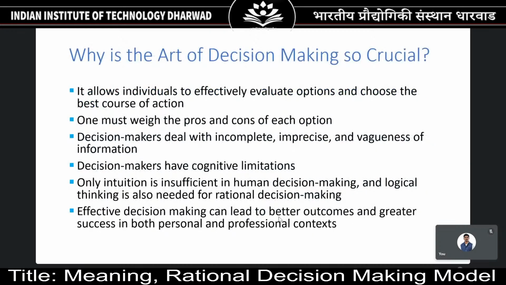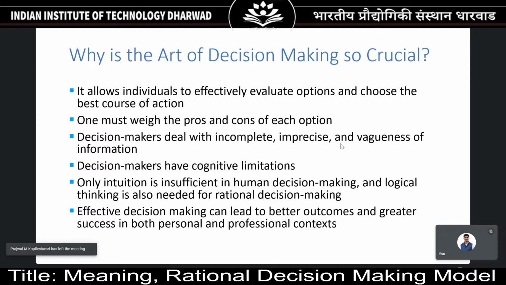But why is the art of decision making so crucial? Because it allows individuals to effectively evaluate options and choose the best course of action. In the art of decision making, one must weigh the pros and cons of each action and each option, and ultimately make a choice that is aligned with your goals and values. Effective decision making can lead to better outcomes and greater success at both the personal level as well as the professional level.